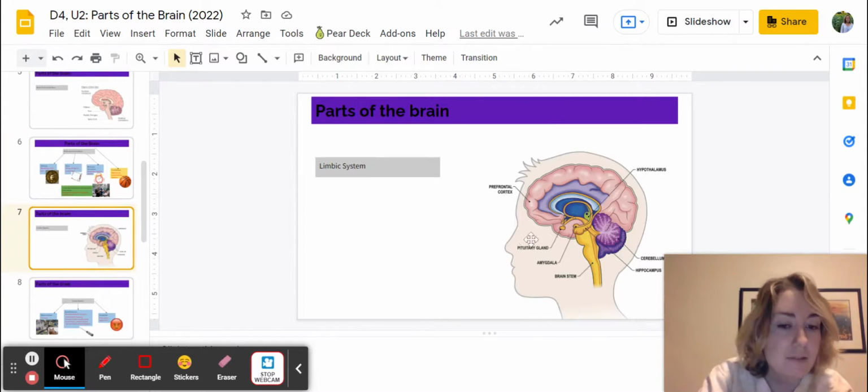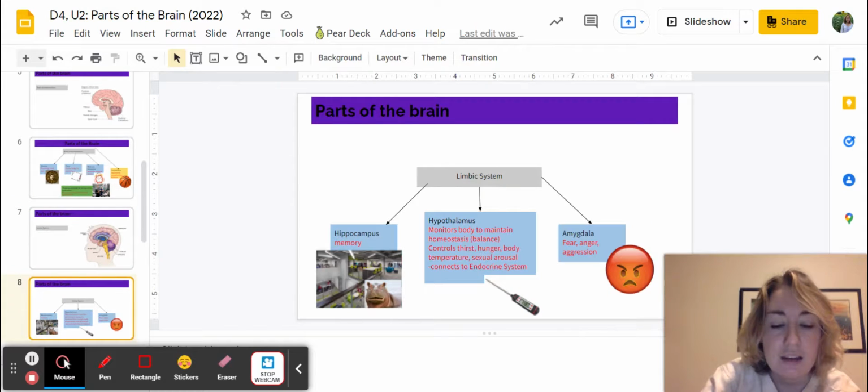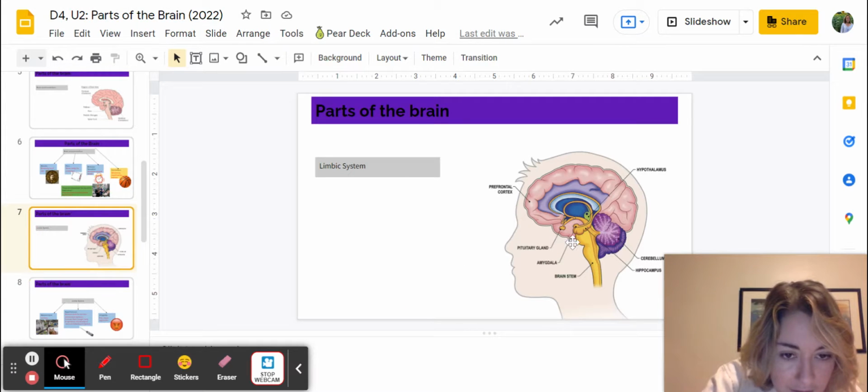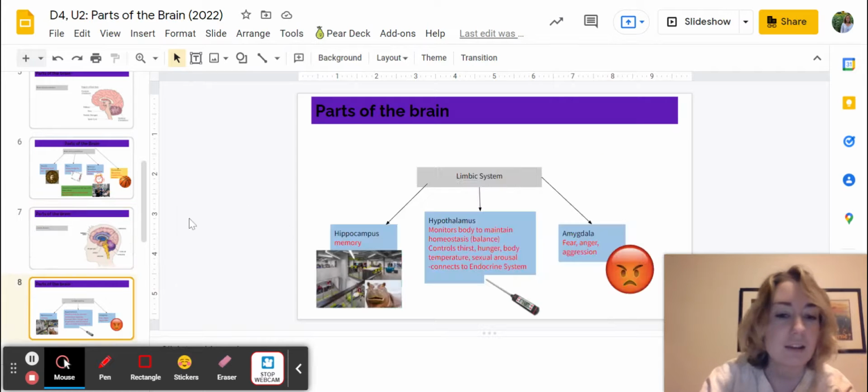So now we're going to move on to the second region of the brain. We're getting a little more advanced and complex as we go on. And we're going to look at the limbic system. It has to do a lot with emotions and memory and things. So within the limbic system, we've got hippocampus, hypothalamus, and amygdala. And you can see these located here. So let's get to it.